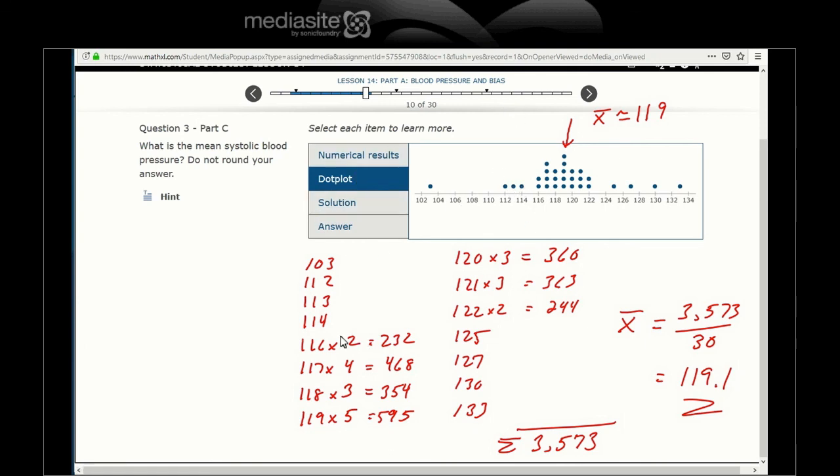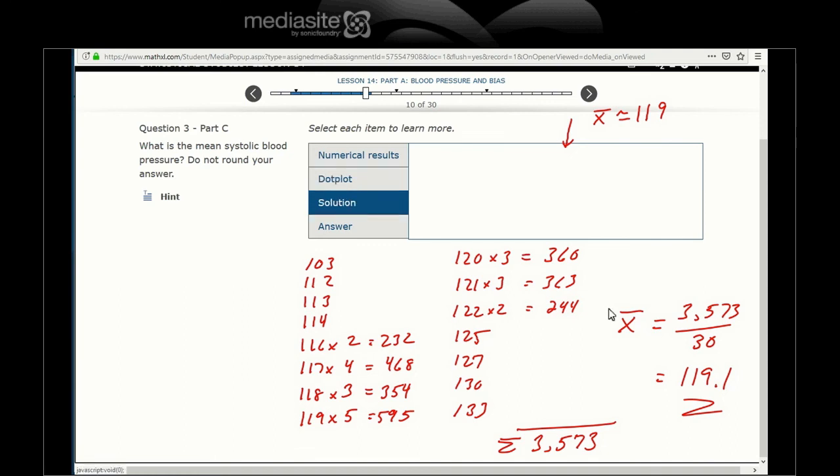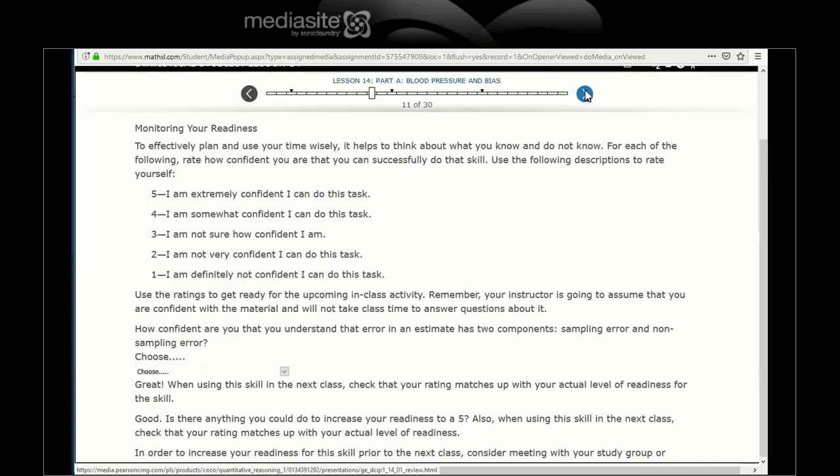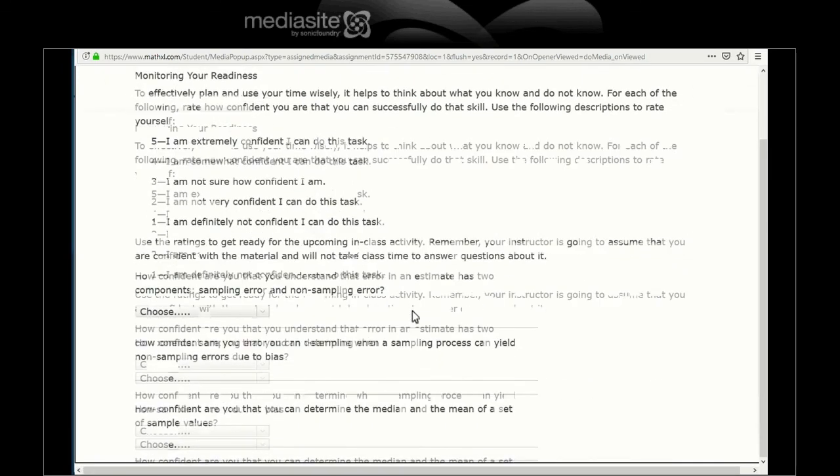Notice instead of adding all of them individually, I used the advantage of the dot plot. It was telling me for each pressure how many I had. Of course, these are just ones, and I just did that. 119.1. Right on. More power to you. Okay, that was done.